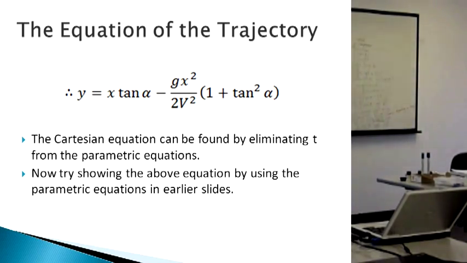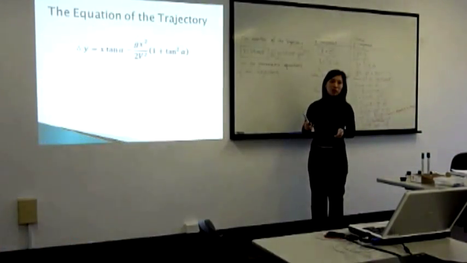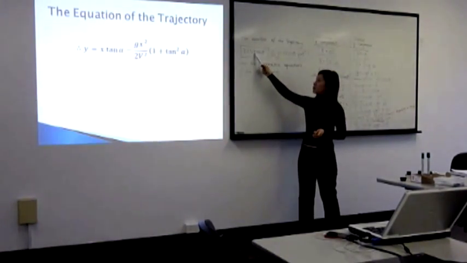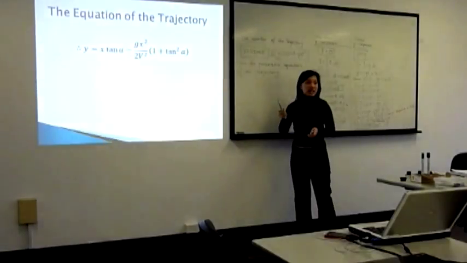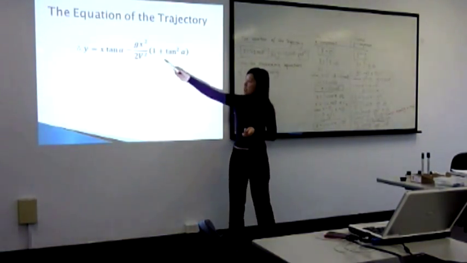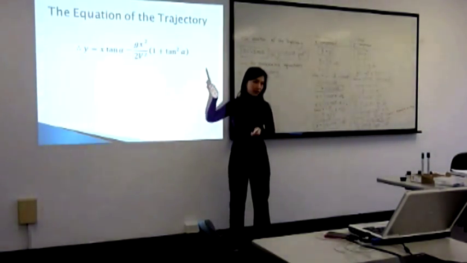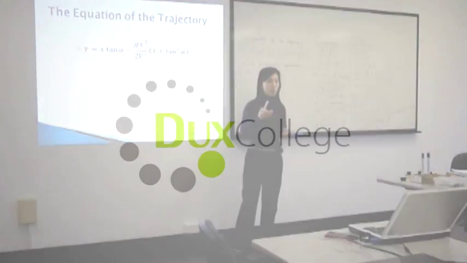What is the difference between parametric and Cartesian equations? A parametric equation is x in terms of a parameter and y in terms of a parameter, but the Cartesian equation is x and y in terms of the same equation. That's the difference between Cartesian and parametric equations.